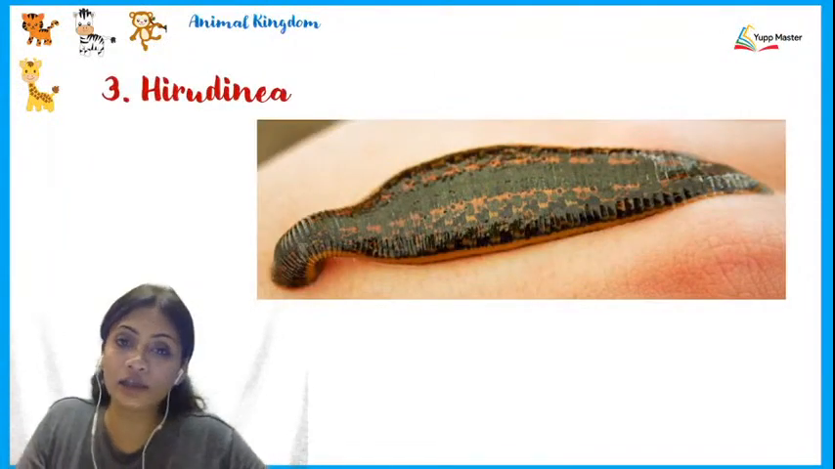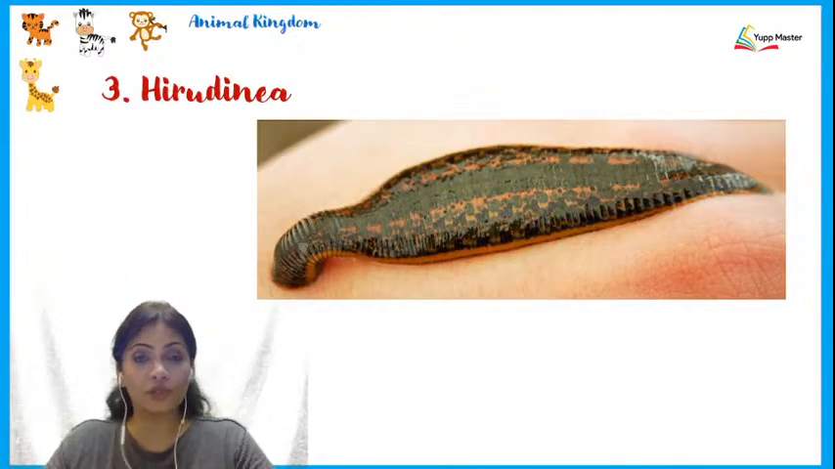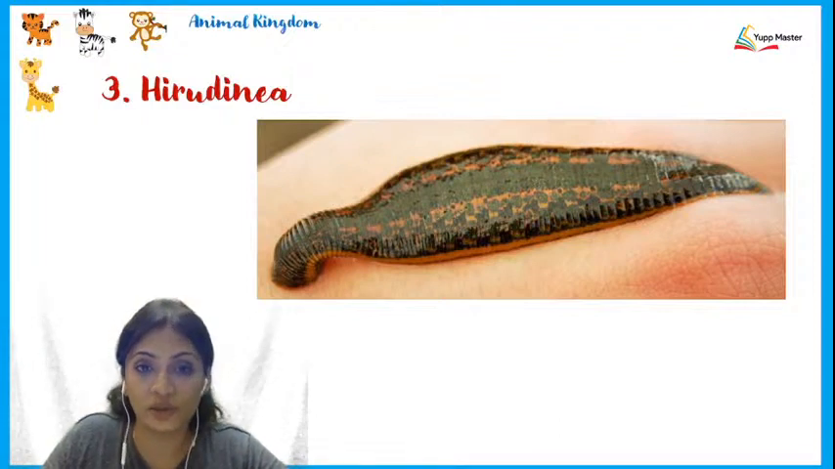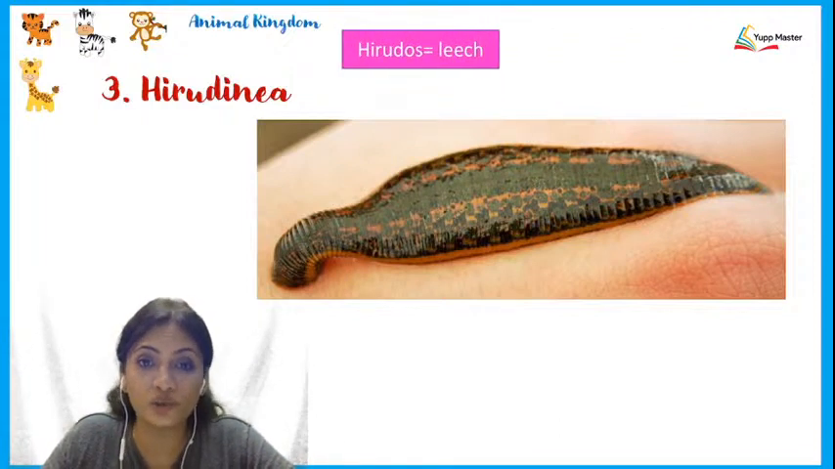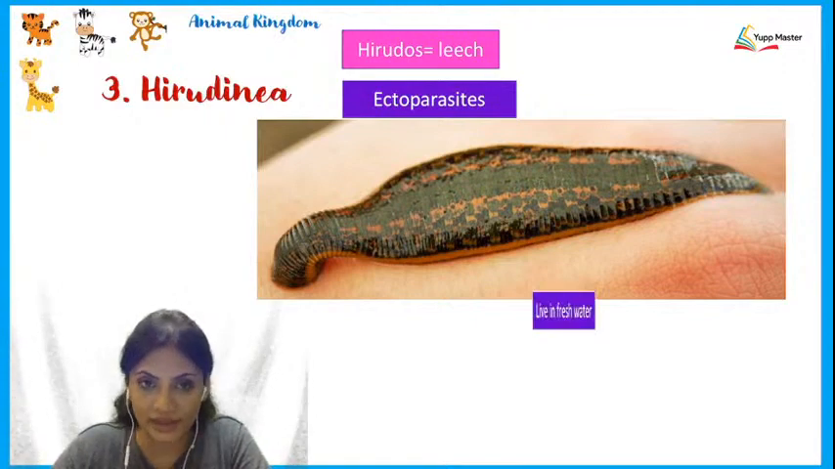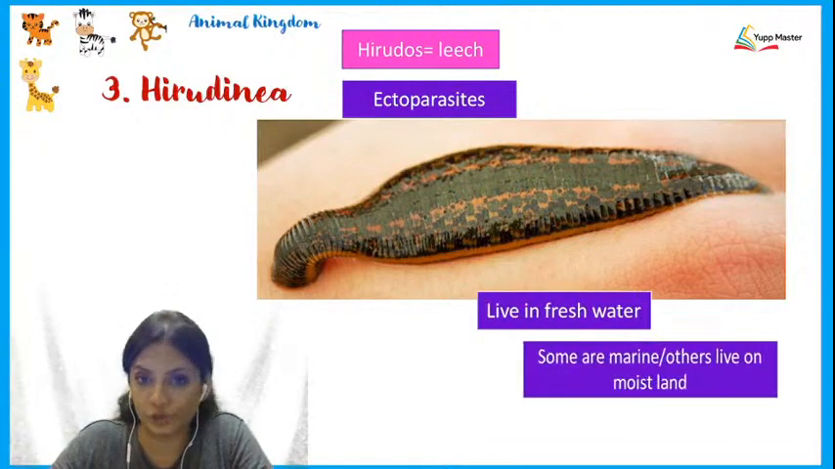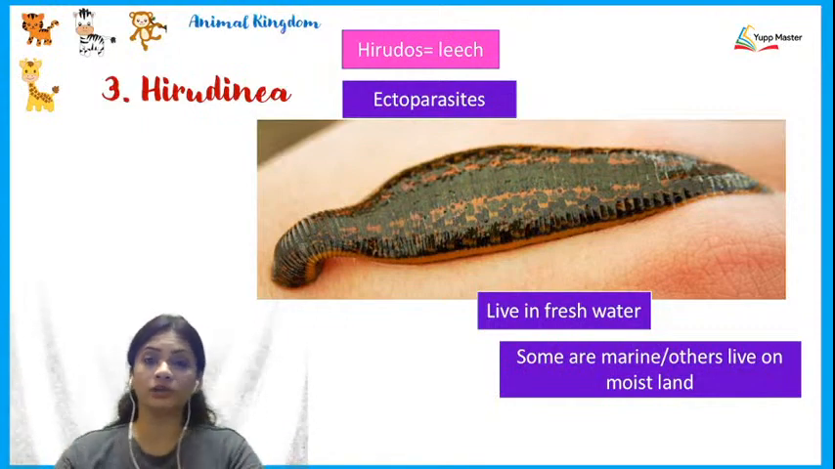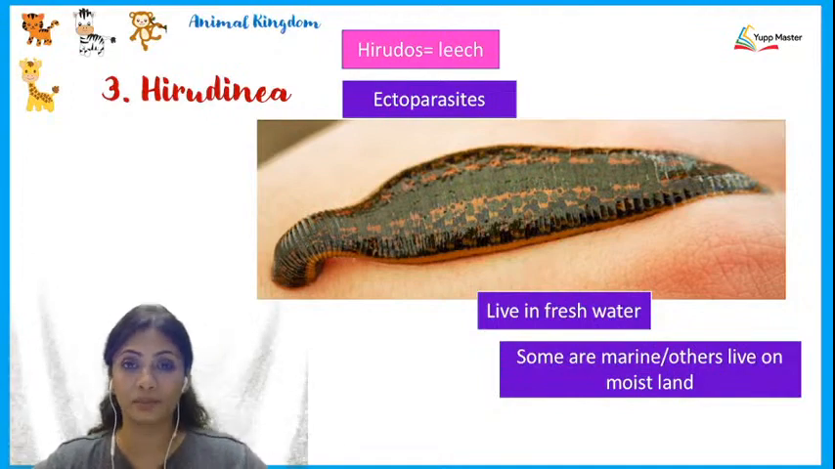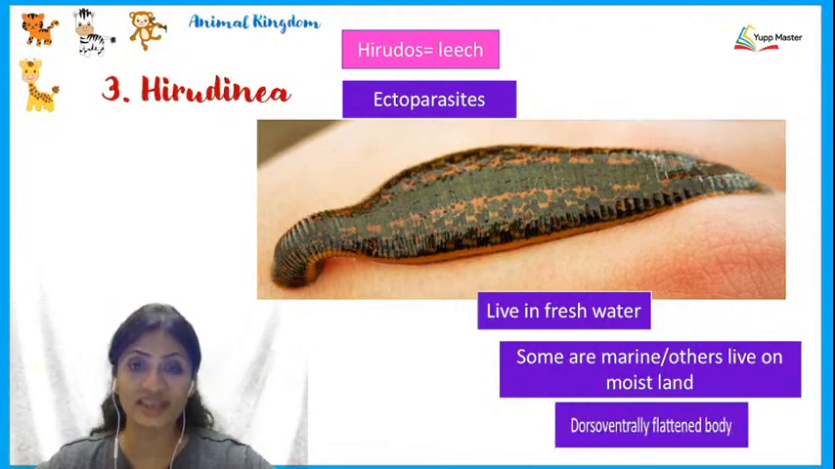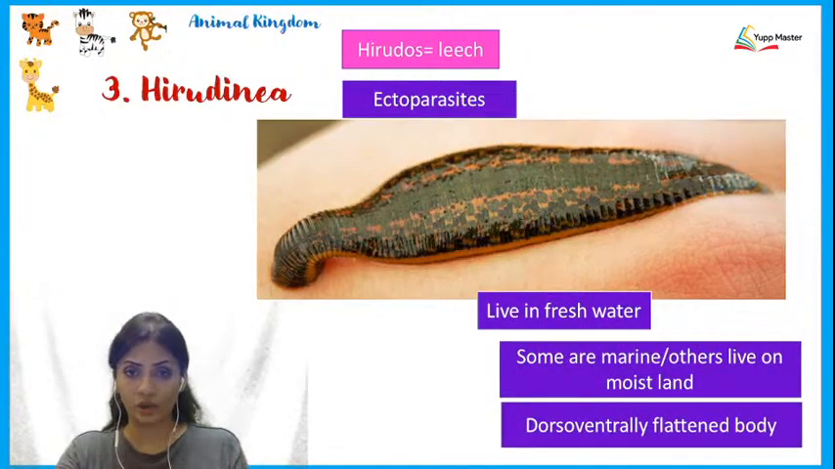The third and the final class that we're going to speak about are the leeches. The leeches belong to a class called Hirudinea, and Hirudo means leech. Now these leeches are seen to be completely ectoparasites, and they live in fresh water. Some of the leeches are found in the marine waters. Others may also be found on moist land. We can see that some are terrestrial, some are land occupying.